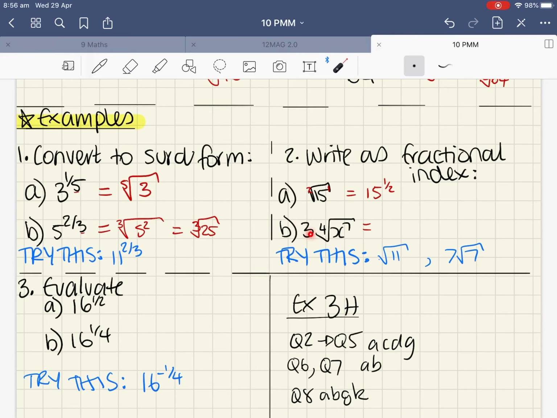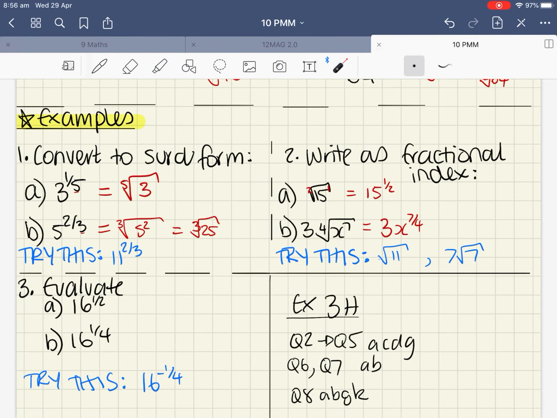This one though is a little bit more tricky. We just need to make sure we recognize that that 3 actually has a multiply in it. It is independent of this entire surd. So we have 3x to the 7 on 4 is how we would write that as a fractional index.